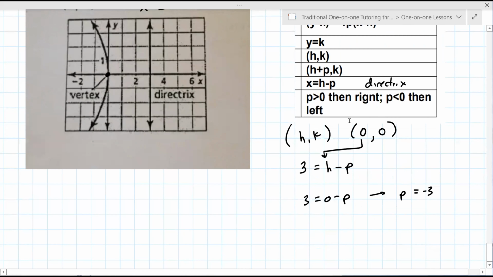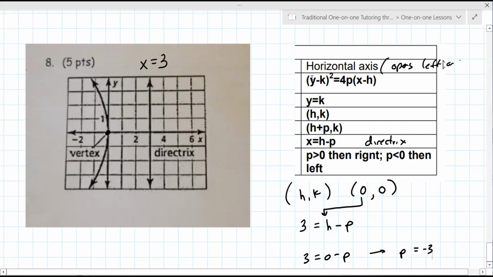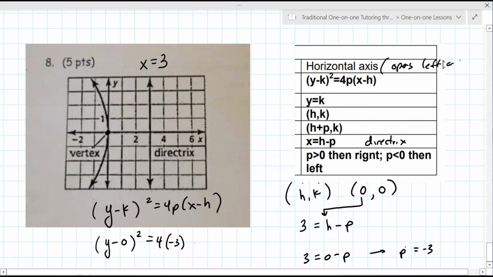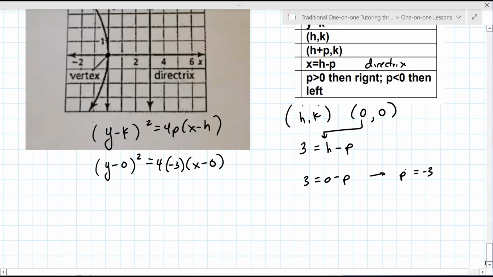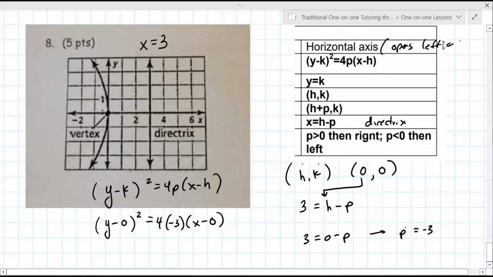So you take those values and you plug them back into the original equation, y minus k squared equals 4p times x minus h. You need three things: h, k, and p. We have all three of them. y minus 0 squared equals 4 times minus 3 times x minus 0. So I use the vertex and the equation of the directrix, and I pair them up with the formulas to be able to find the equations for it.